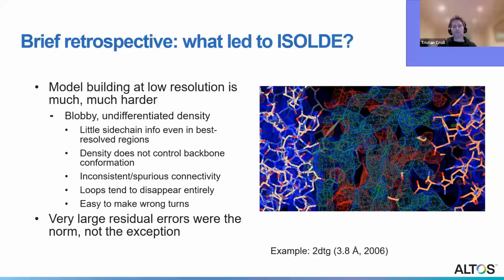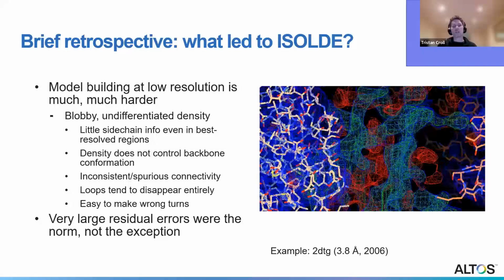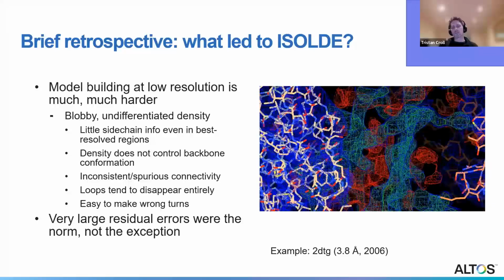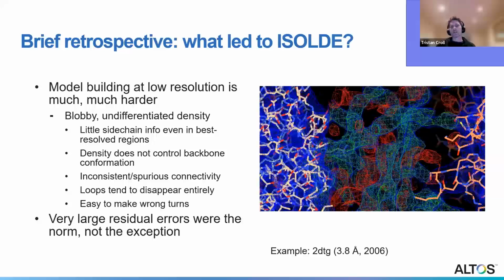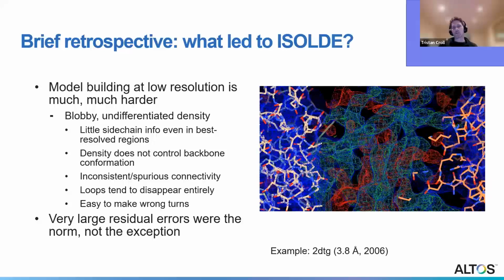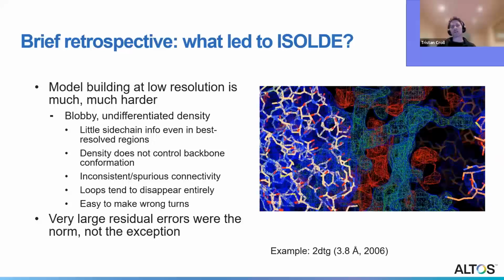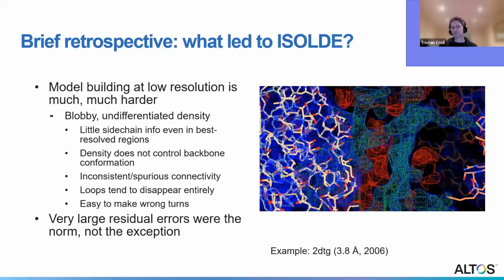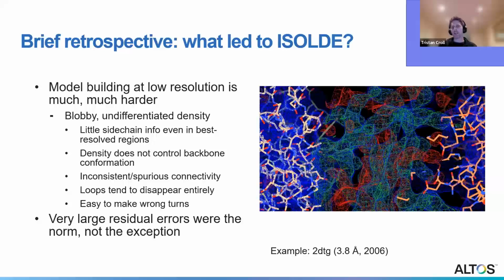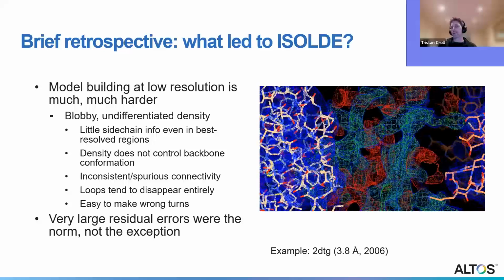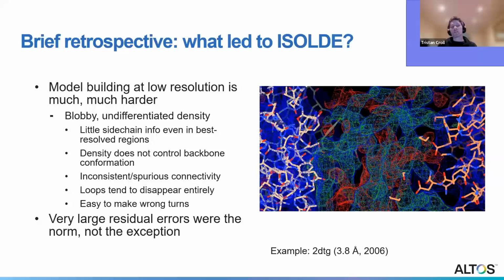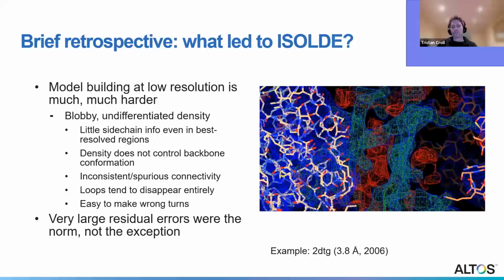Loops tend to just disappear entirely, so it makes it very easy to make wrong turns and get yourself lost. And in the case of the insulin receptor structure, there were 3 fibronectin domains that were brand new in this construct after placing the first 3 domains and an antibody with no existing homologs, and they essentially had to be traced by hand. Of course, I knew nothing of that. I just wanted to run simulations of the thing.